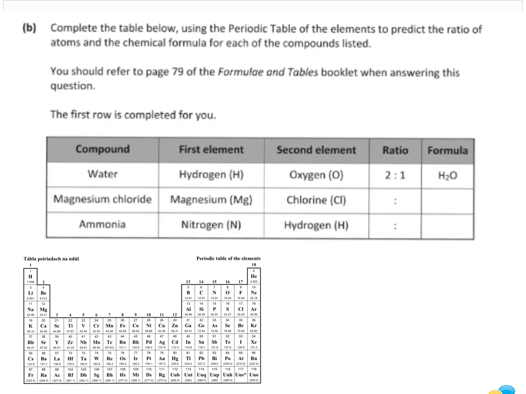Okay, so we'll have a quick look at this one here. Complete the table below using the periodic table of elements to predict the ratio of atoms and the chemical formula for each of the following compounds listed. You should refer to page 79 of the Formula and Tables book when answering this question. So I have a screen grab here from the Formula and Tables book. I'm just going to number the groups. So 1 and 2 were already done. Go the whole way over to the other side where we'll have 8, 7, 6, 5, 4 and 3.